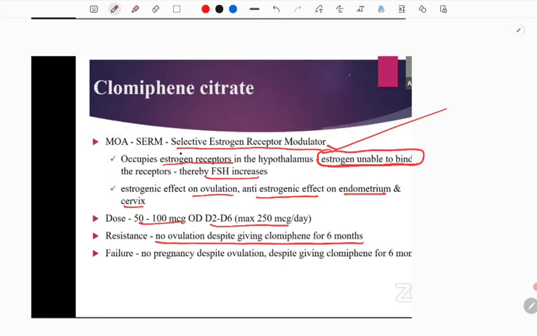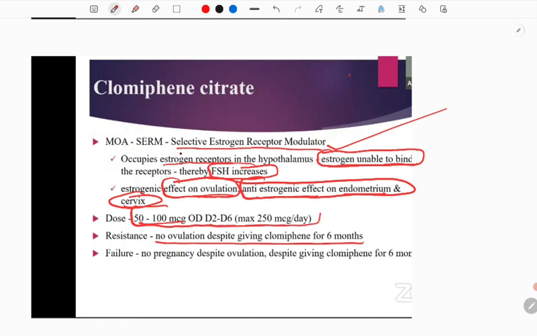Estrogen is unable to bind to the receptor, thereby FSH will increase the estrogenic effect on the ovulation and have an anti-estrogenic effect on the endometrium and the cervix. So the dose is 50 to 100 microgram per day to day 6. Maximum dose is 250 microgram per day.